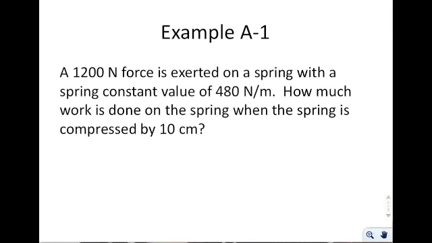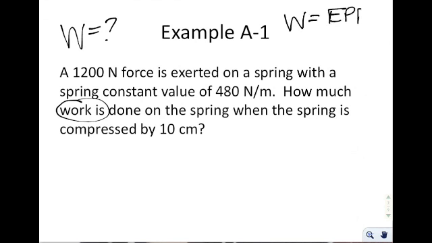You have a 1200 newton force that is exerted on a spring with a spring constant value of 480 newtons per meter. How much work is done on the spring when it is compressed by 10 centimeters? So I'm trying to figure out what the work is done on the spring. Remember, work is equal to the elastic potential energy that the object gains.